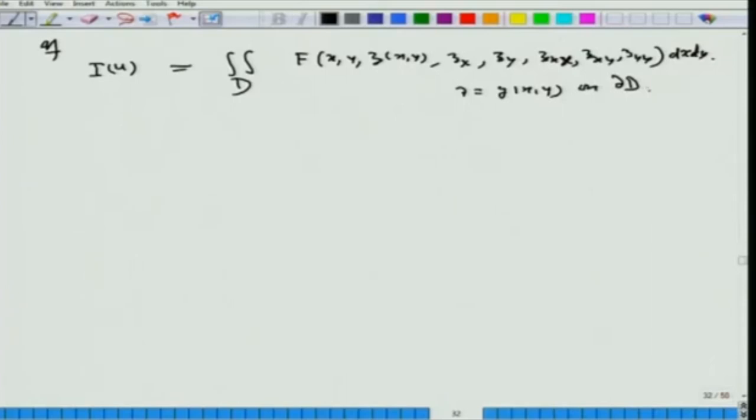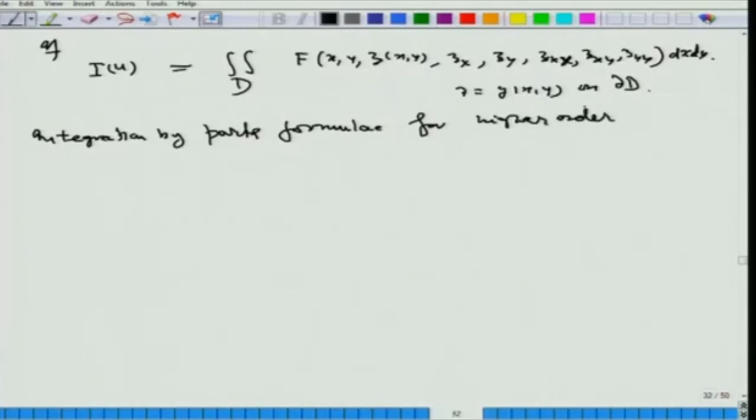So, here how do we tackle the higher order derivatives? We have to take now the integration by parts formulae for higher order derivatives, which we do.